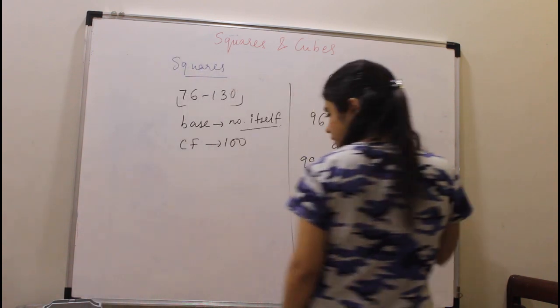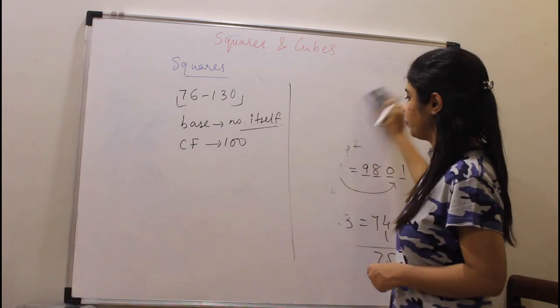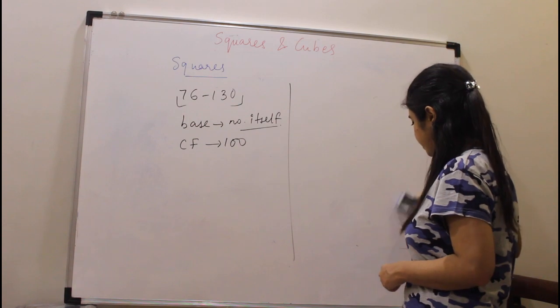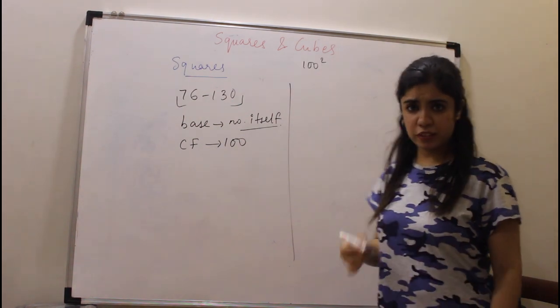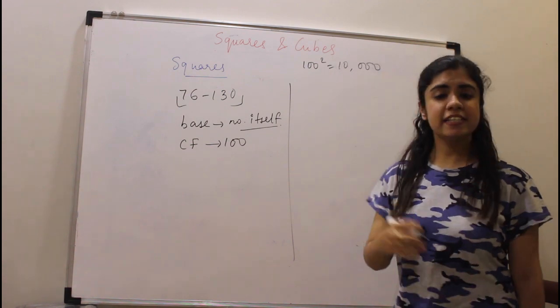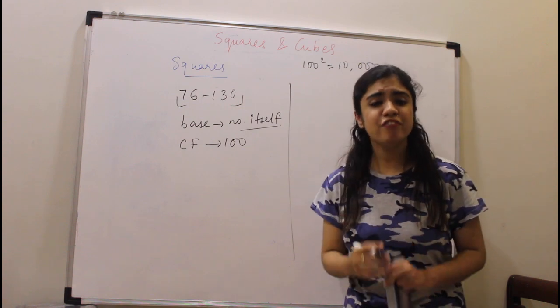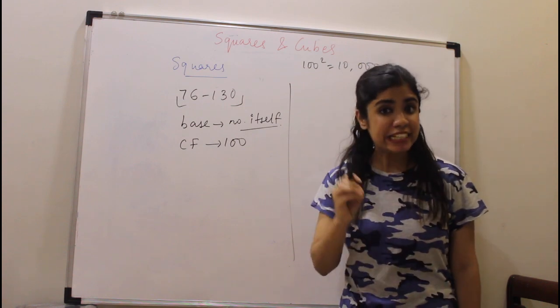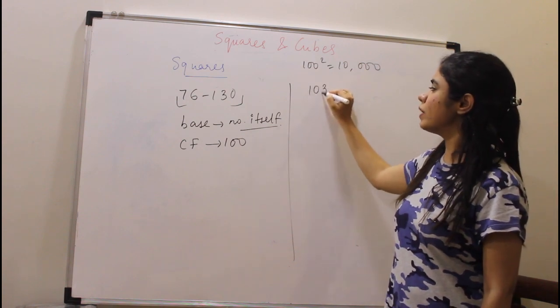Okay. Now what if your number is more than 100? What if it is more than 100? देखो, 100 square. If I ask you what is 100 square, it is 10,000. It is a 5-digit number. So all the numbers above 100 have to be 5 digits strictly, at least. Okay, at least.